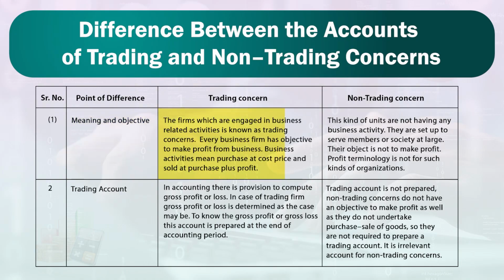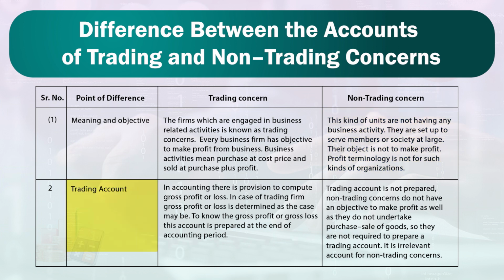One, meaning and objective. The firms which are engaged in business related activities is known as trading concerns. Every business firm has objective to make profit from business. Business activities mean purchase at cost price and sold at purchase plus profit. In case of non-trading concern, this kind of units do not have any business activity. They are set up to serve members of society at large. Their objective is not to make profit. The profit terminology is not for such kinds of organization.